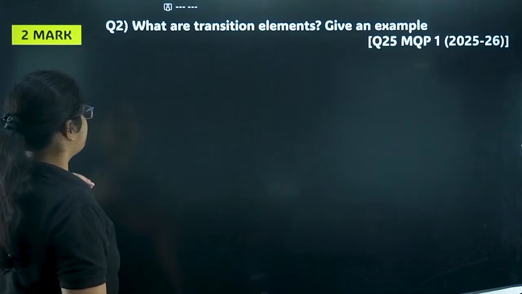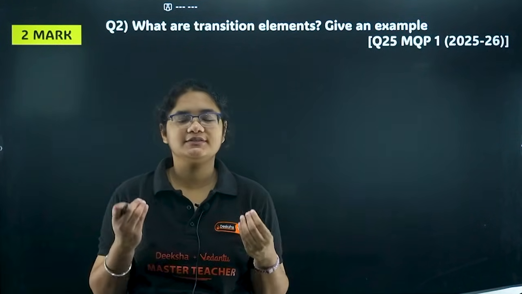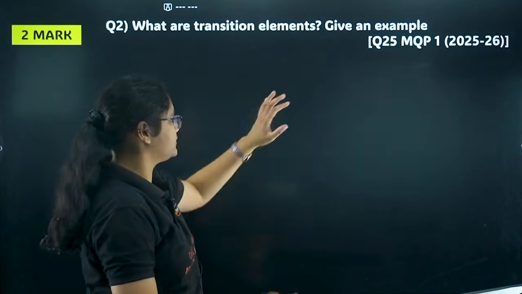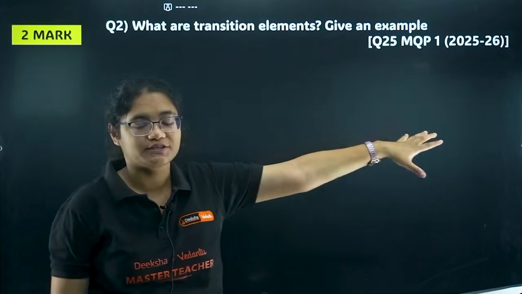Now let's move to the 2 marker questions. What are transition elements? Give an example. This is a very definition based question. This is question number 25 in model question paper 1.